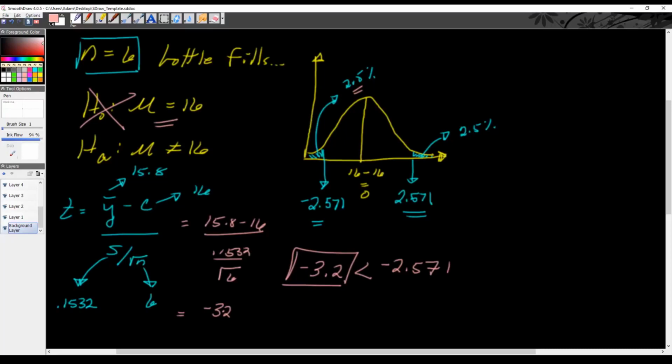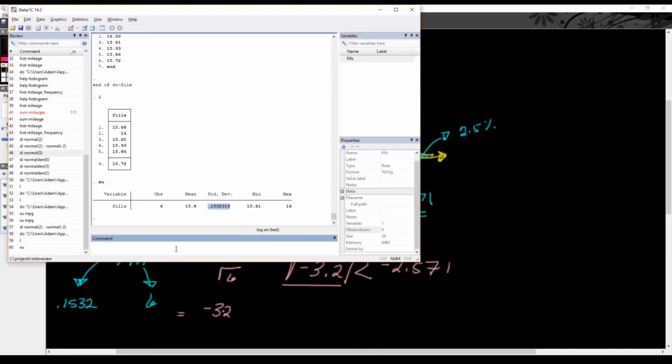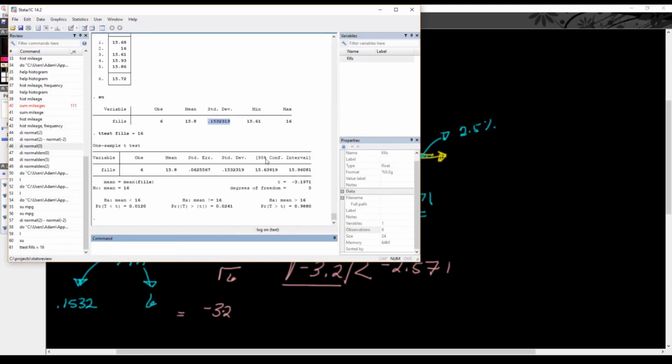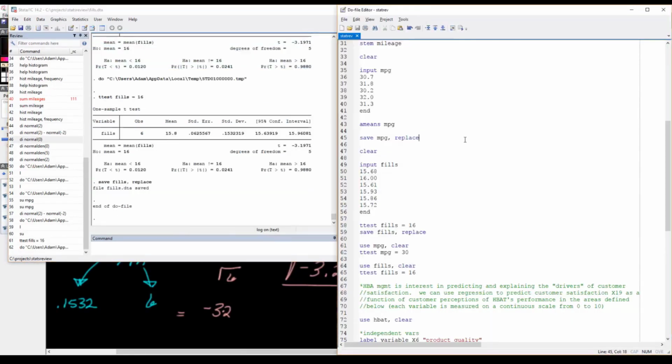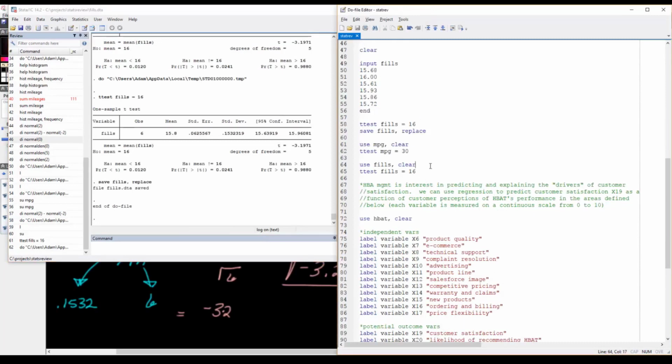So how do we do this in Stata? Well, I love it. In Stata, you just put t-test fills is equal to, and then you put the hypothesized value, and you see that the t-value is about negative 3.2, and everything that we got, Stata gives automatically. So if I do this in Stata, it's really that easy.